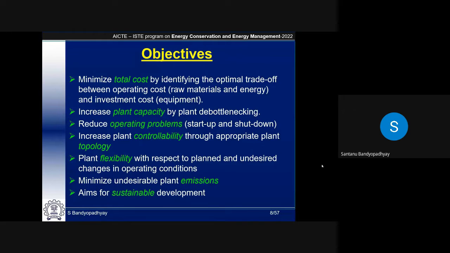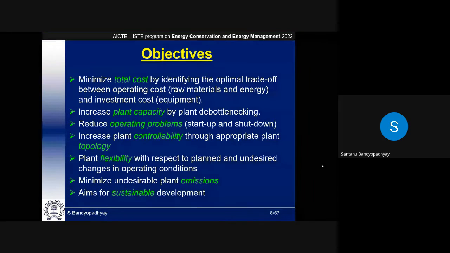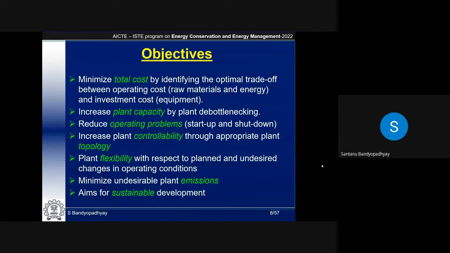Process integration is used to reduce operating problems and enhance controllability, looking at the topology. It can enhance the flexibility of the plant. It is used to minimize undesirable emissions and aim for sustainable development.